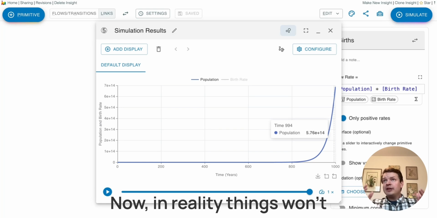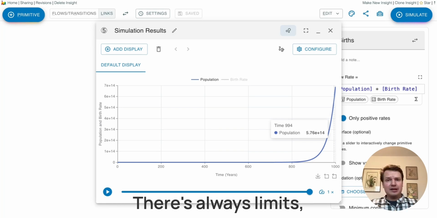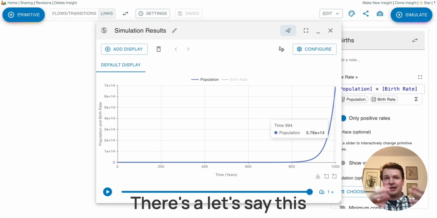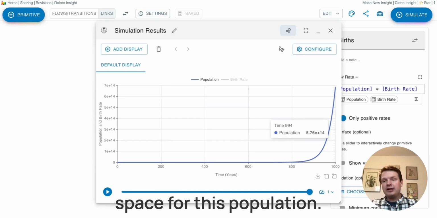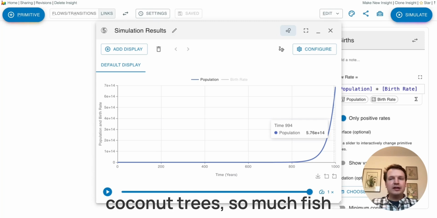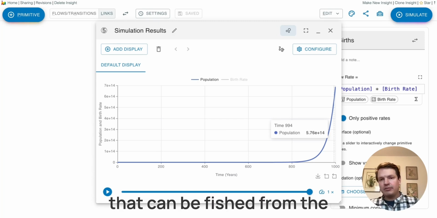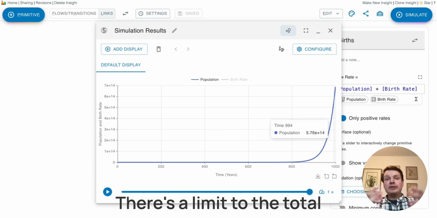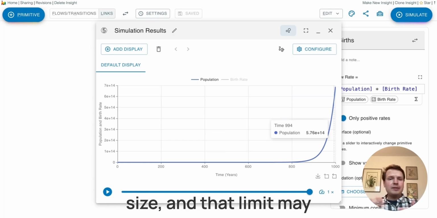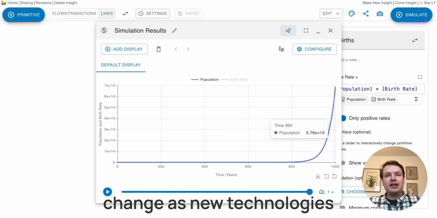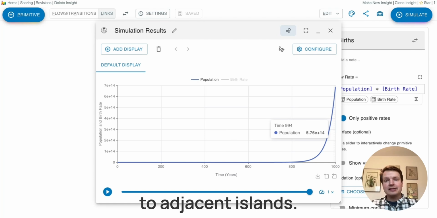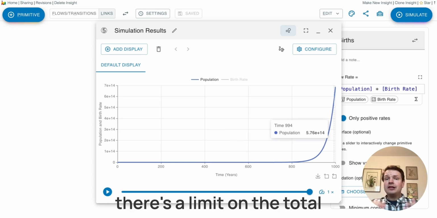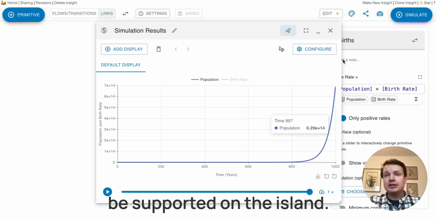Now, in reality, things won't actually happen like that. There's always limits, some form of limits. Let's say this population is on an island. There's only so much space for this population. There's only so many coconut trees, so much fish that can be fished from the oceans around the island. There's a limit to this total size. And that limit may change as new technologies are developed, or maybe the population expands to adjacent islands. But given a fixed island, there's a limit on the total amount of people that can be supported on the island.